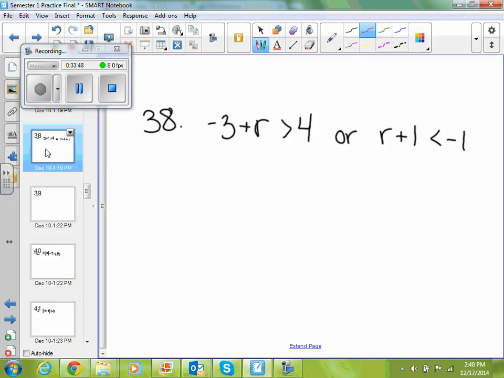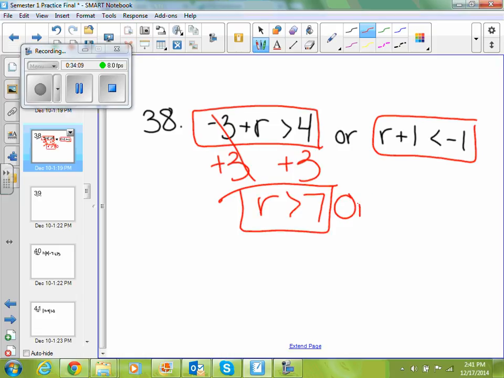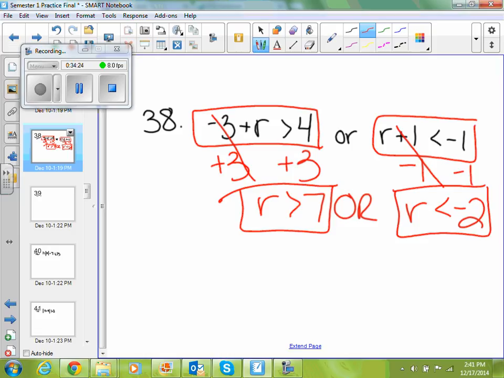38: negative 3 plus r is greater than 4, or r plus 1 is less than negative 1. Okay, this is another type of compound inequality. So we deal with these in 2 pieces. I add 3. 4 plus 3 is 7. So r is greater than 7, or you subtract 1. So r is less than negative 2. So r is greater than 7, or r is less than negative 2.